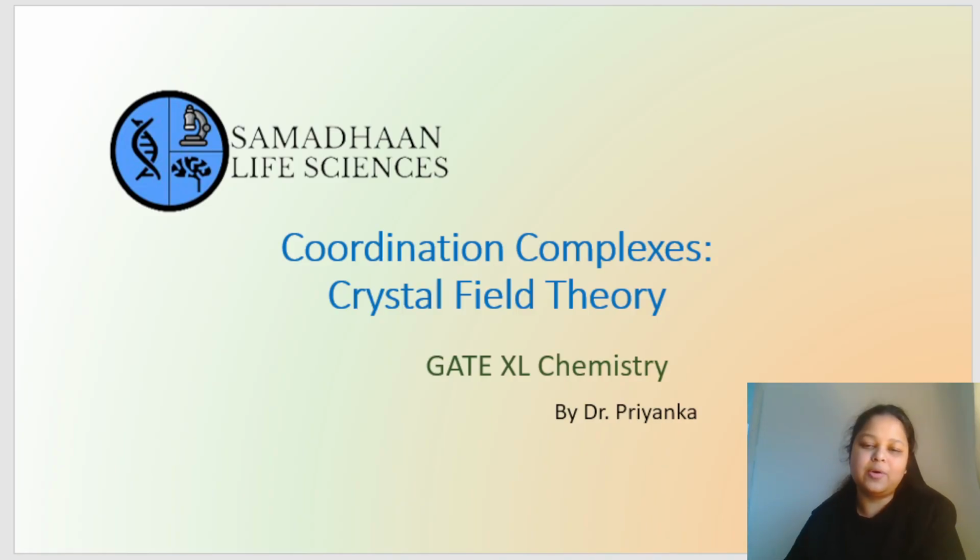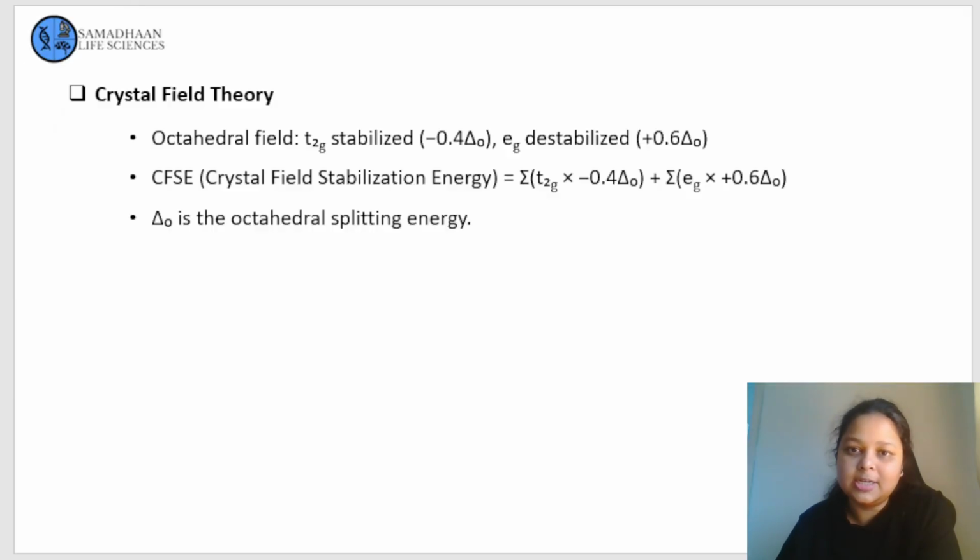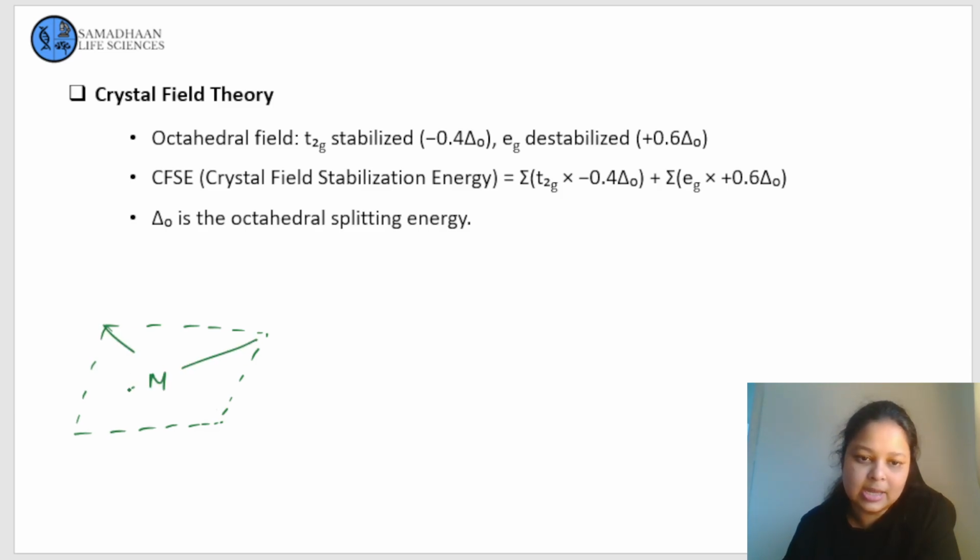Today we will discuss a very important topic from coordination chemistry, crystal field theory. So let's first understand the CFT in short. If we have an octahedral complex with a central metal atom M and six ligands, then during the formation of this complex, these ligands approach the metal atom through the X, Y or Z axis.